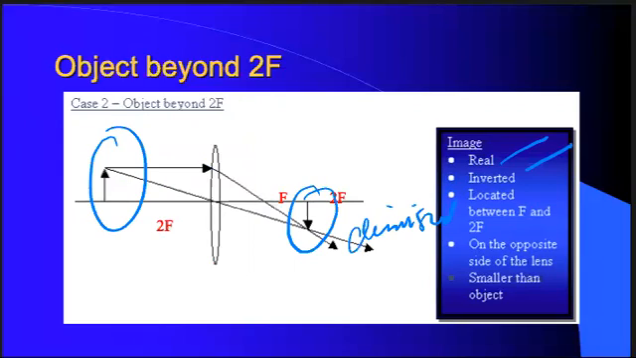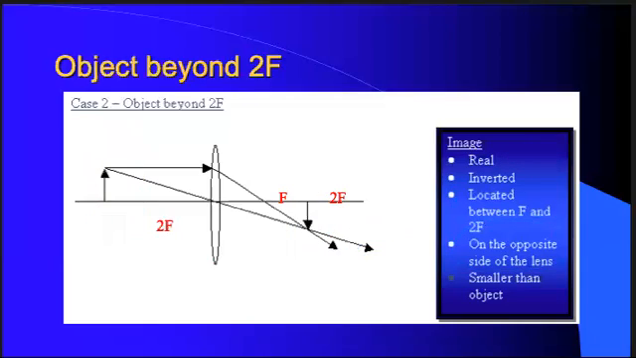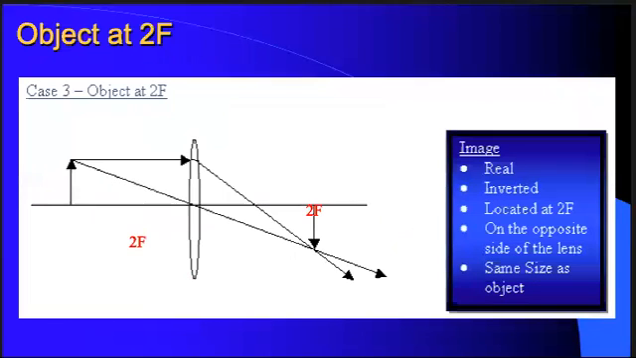Okay? It can be found between F and 2F on the opposite side of the lens. Again, it's smaller than the object. Okay? So what's the case? The case is when the object is found beyond 2F. Third case. The third case is if the object is at 2F.